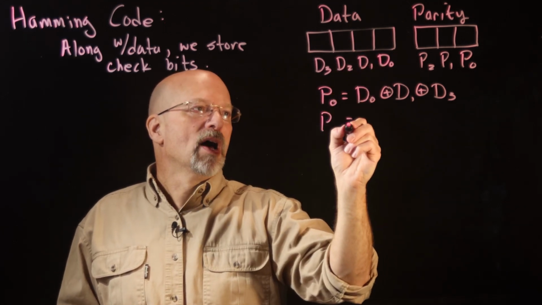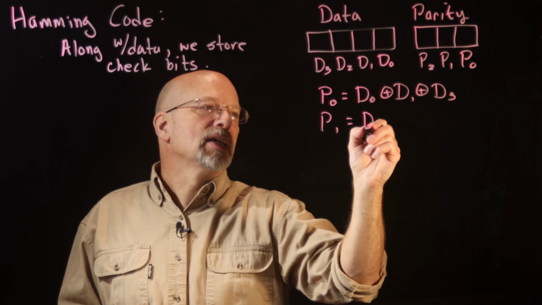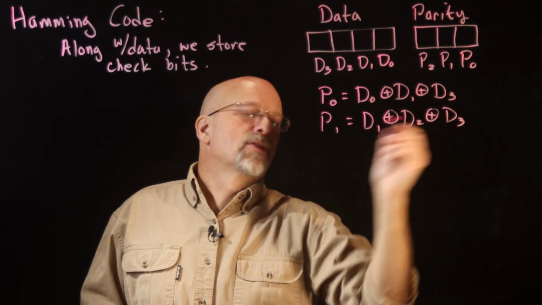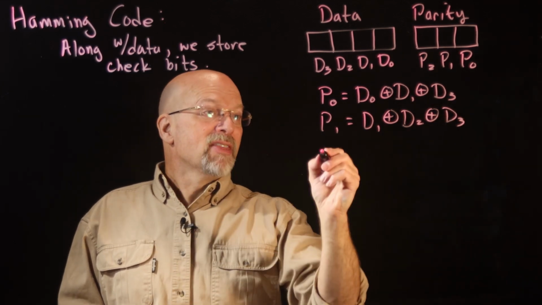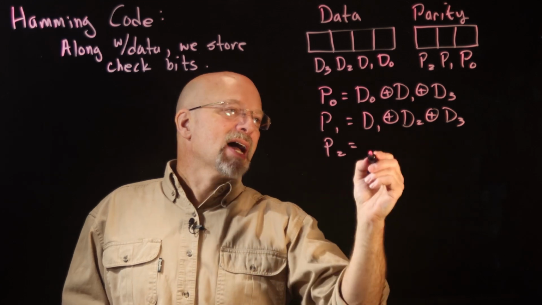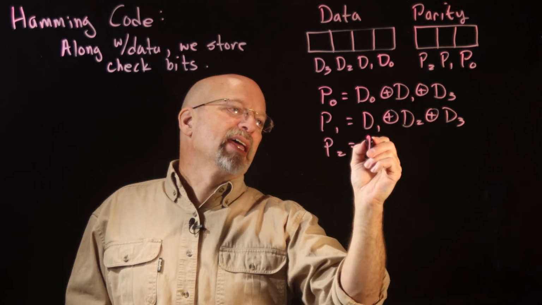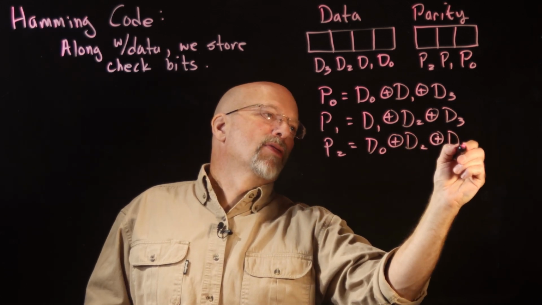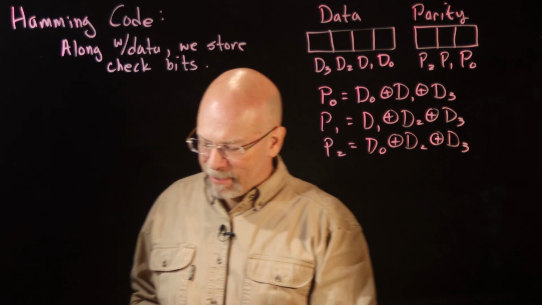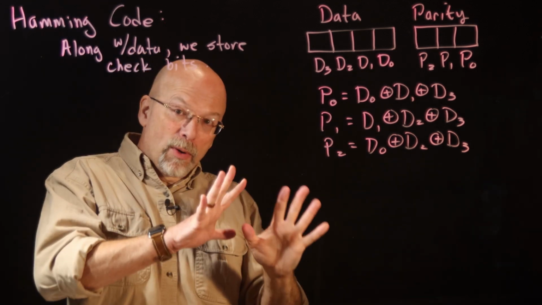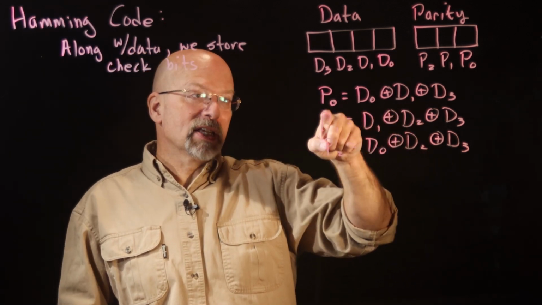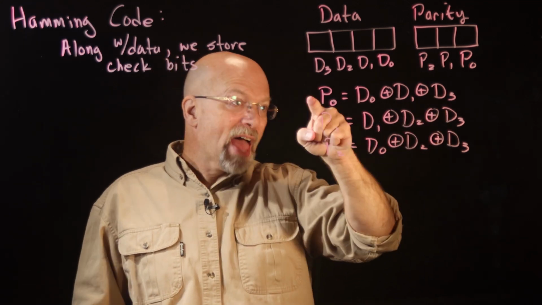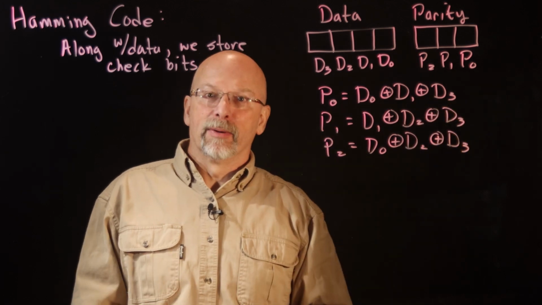Let's say parity 1 is equal to, I don't know, how about D1 exclusive ORed with D2 exclusive ORed with D3. All right? And then parity 2, this guy is the exclusive OR, we'll just say D0 with D2 with D3. All right? Now, how does this help us? Now remember that each one of these parity bits is going to be set so that the total number of 1s for that whole line is an even number, right?